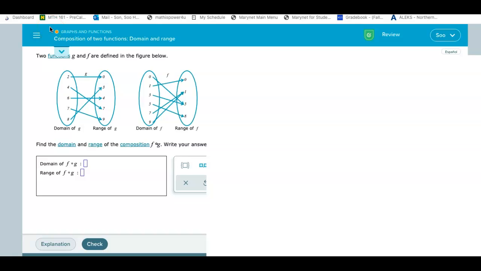In this video, I will go over composition of two functions, domain and range. We are given two functions in mapping format, g and f. They want us to find the domain and range of the composition f composed with g of x. If I rewrite this using function notation, it's going to be f of g of x.